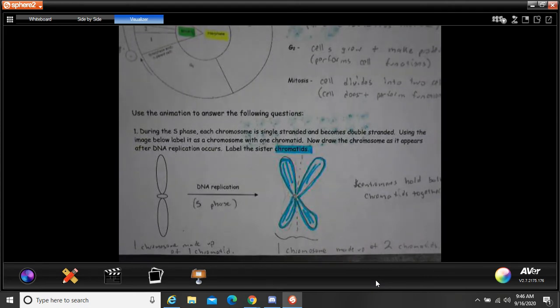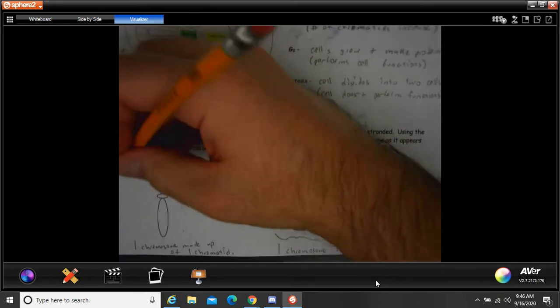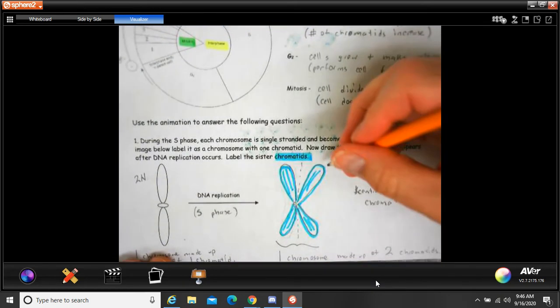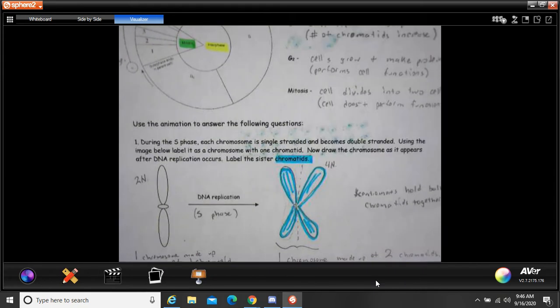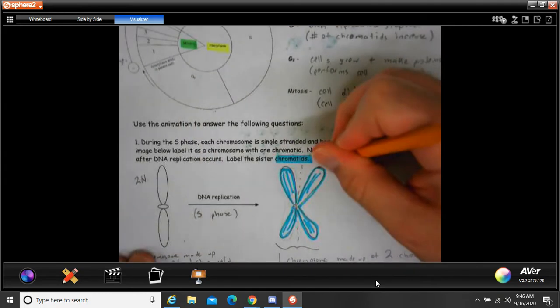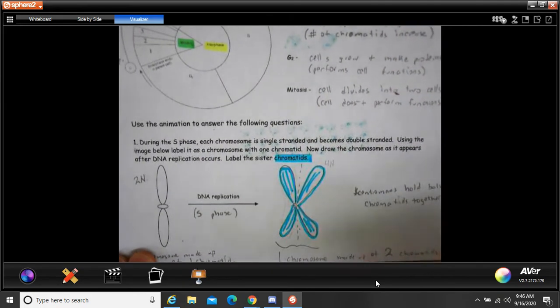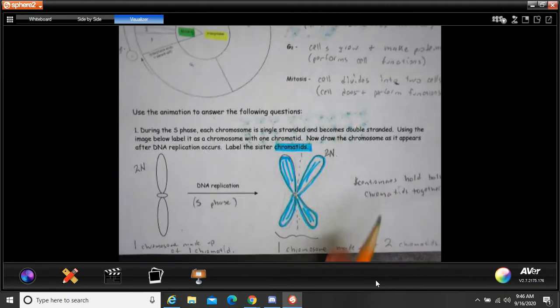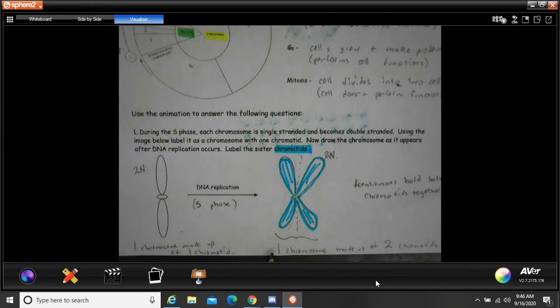Now the website's kind of confusing. It does say that you start off with something like what they call 2N, and then it writes down that after the replication you have 4N. That is not true. Okay? The N is supposed to represent sets of chromosomes, and after this it's still technically the same number, because we went from one chromosome to one chromosome.